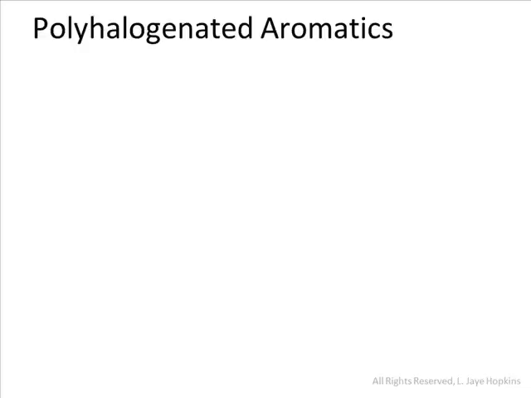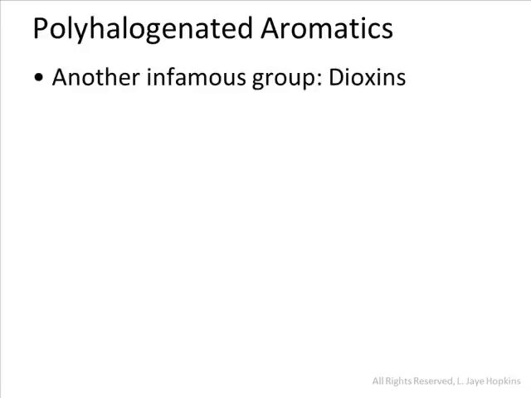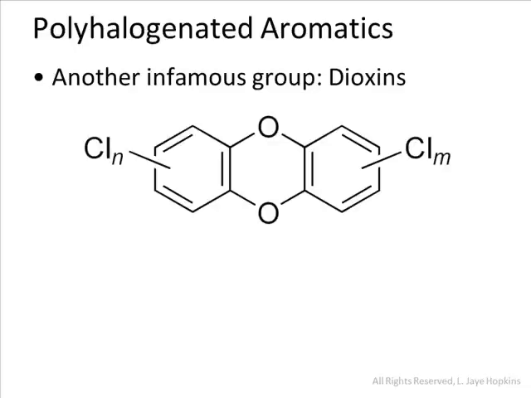One other particularly infamous group of polyhalogenated aromatics are the compounds known as dioxins. Dioxins have a general structure of two benzene rings linked together through two ether bonds. The benzene rings then have some number of chlorine atoms substituting for hydrogens. Interestingly, we don't actually make dioxins for any specific reason. Rather, dioxins tend to result from certain industrial processes. In other words, they're just a byproduct.